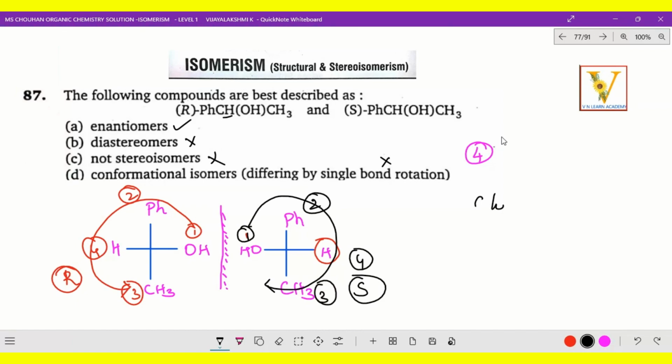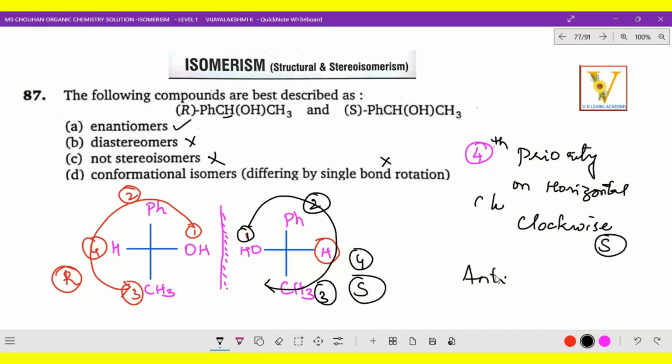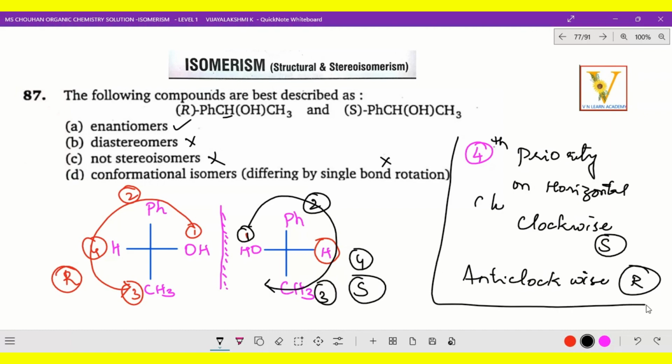So fourth priority on horizontal, here clockwise means clockwise and anti-clockwise means anti-clockwise. I hope you got that best trick for you. Wherever this question comes, I'm giving all that. Please remember and note down. And come on, let's go to the next question.